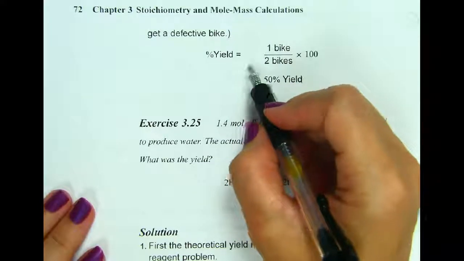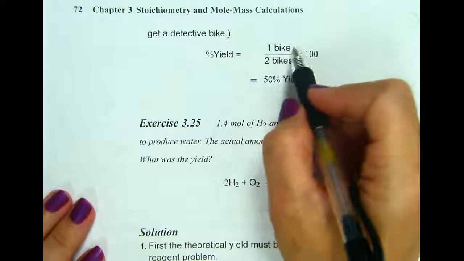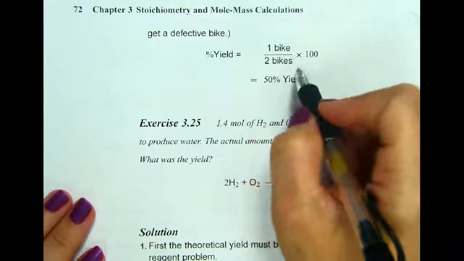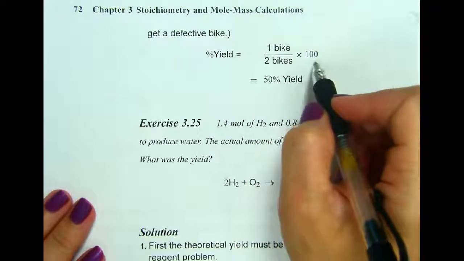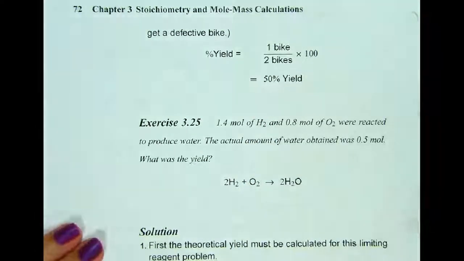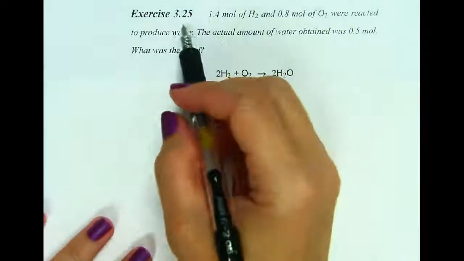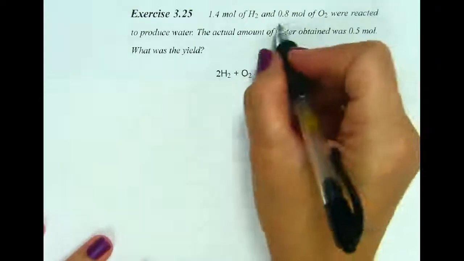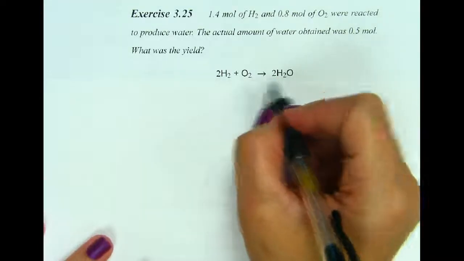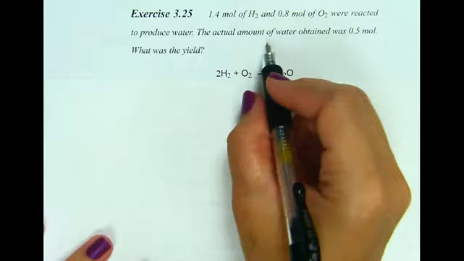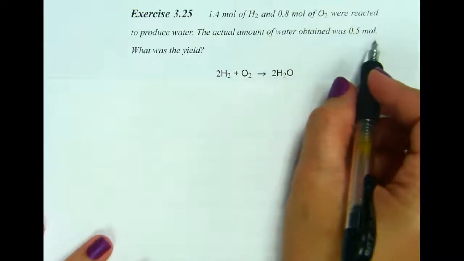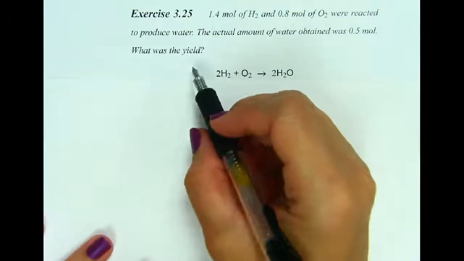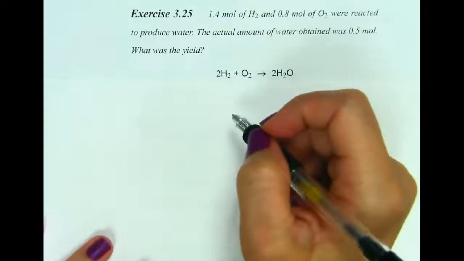Percent yield is we made 1 bike actually divided by the 2 bikes we were expecting theoretically times 100, which means we only had a 50% yield. So in example 3.25, we have 1.4 moles of hydrogen and 0.8 moles of oxygen. They're reacted to produce water. The actual amount of water obtained was 0.5 moles. So what was the percentage yield is basically what's being asked.